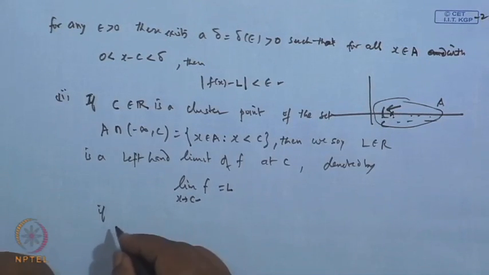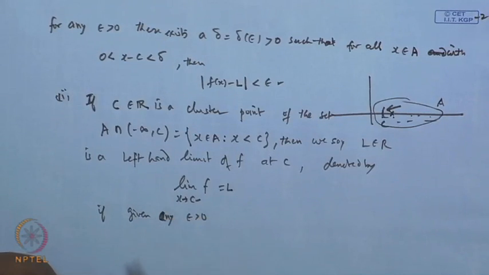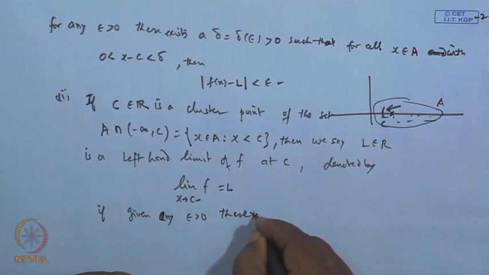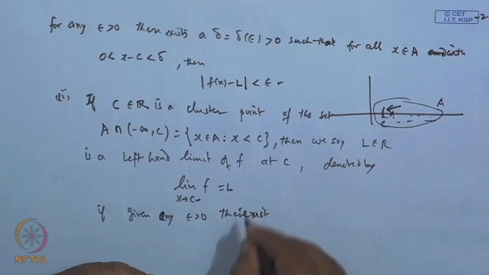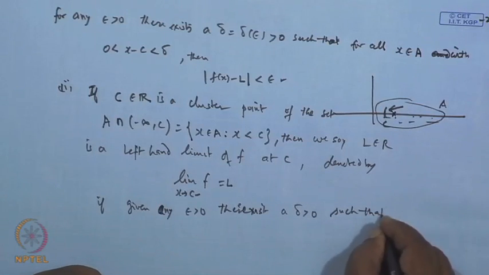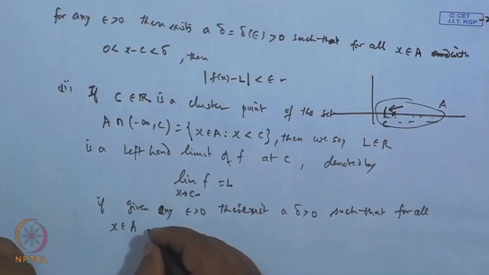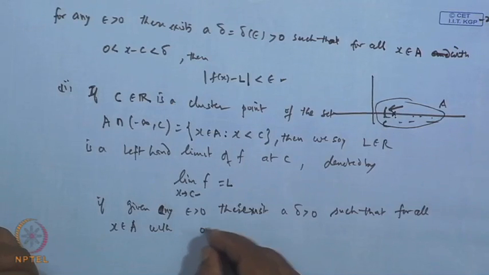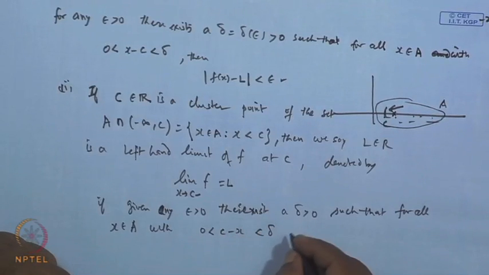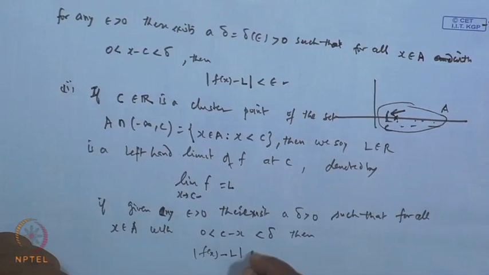if given any epsilon greater than 0, there exists a delta greater than 0 such that for all x belonging to A with the condition 0 less than C minus x less than delta, then we have mod of f x minus L is less than epsilon.